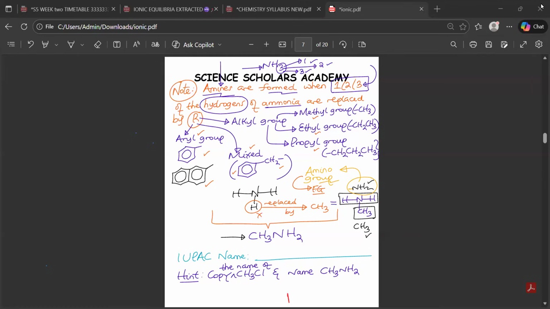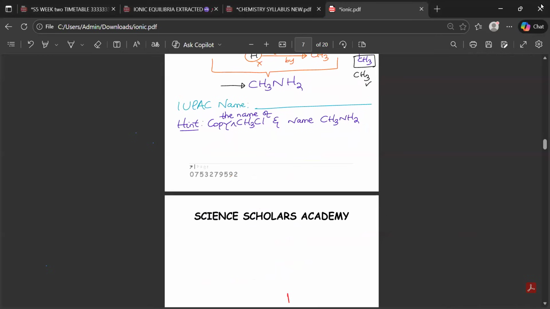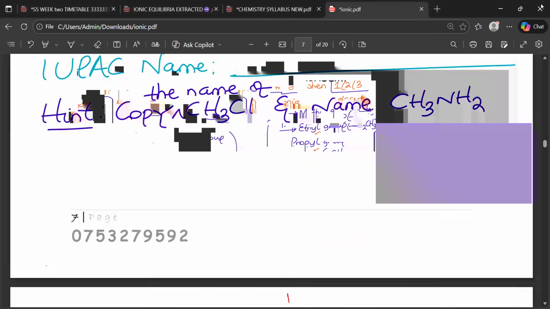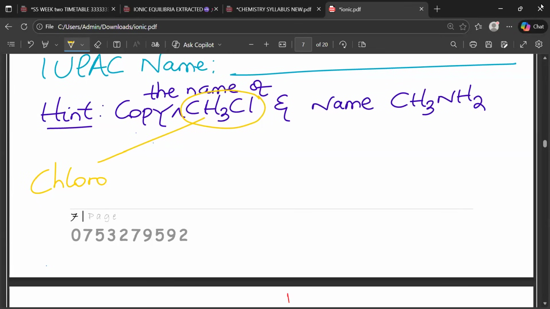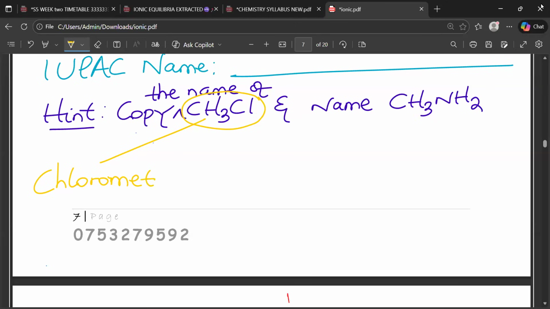People are trying. But trying. So this thing has two names. It has the chloromethane name, and I'm also telling you about the methyl chloride.